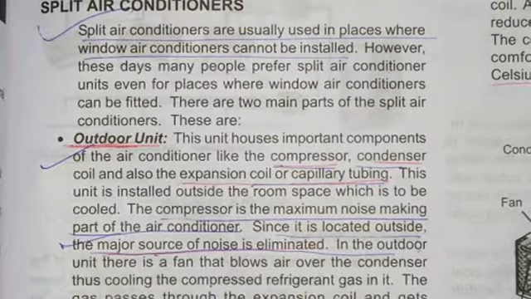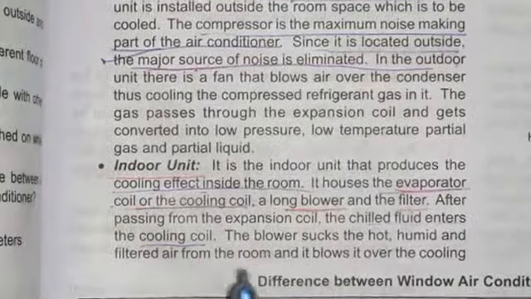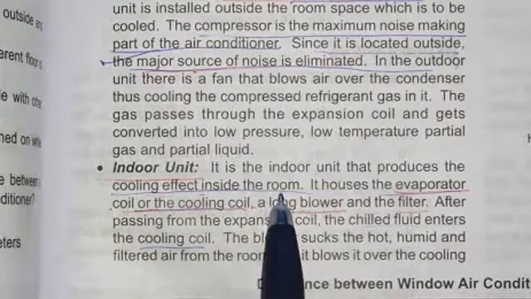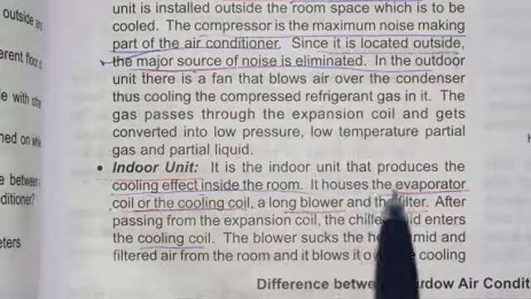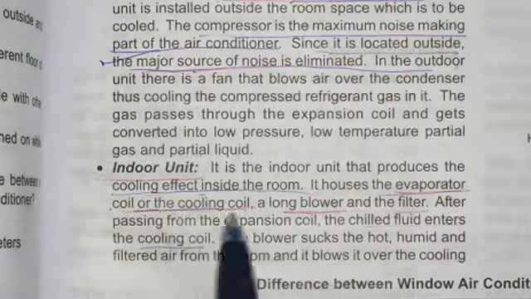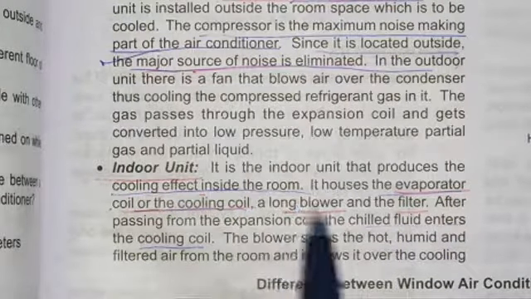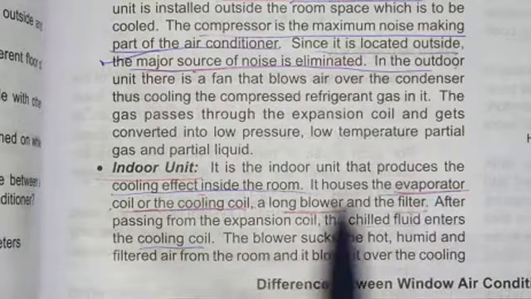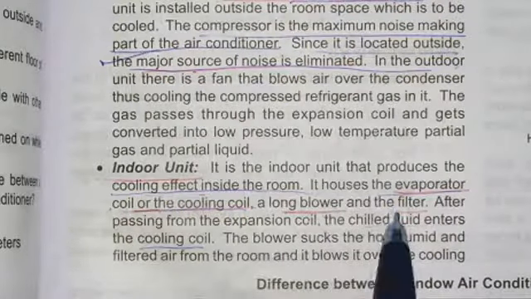Now let's see what the indoor units are. It is the indoor unit that produces the cooling effect inside the room. It houses the evaporator coil, the cooling coil, a long blower, and the filter. So these are the indoor unit: the evaporator or cooling coil, the long blower, and the filter.